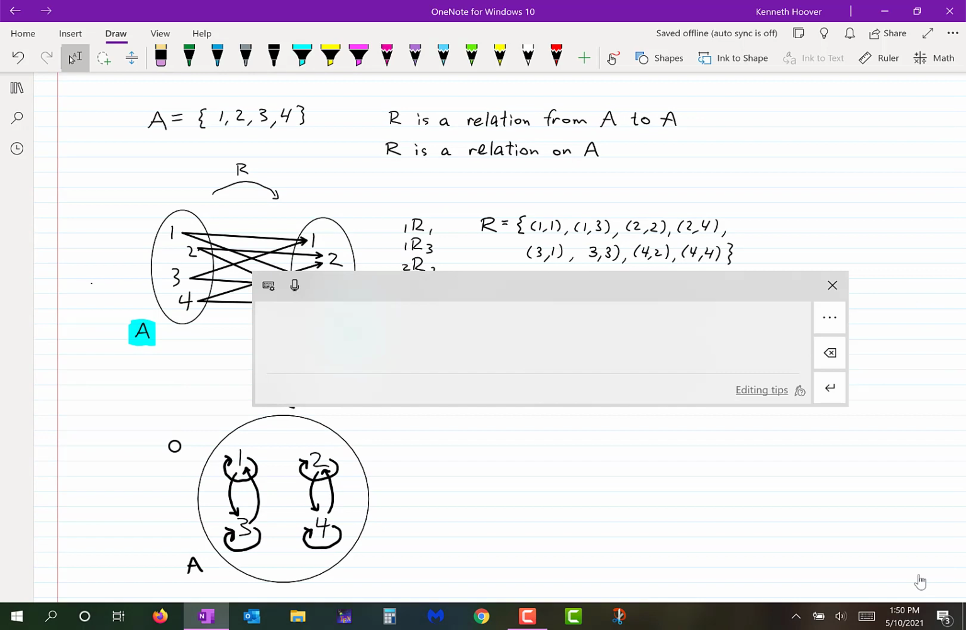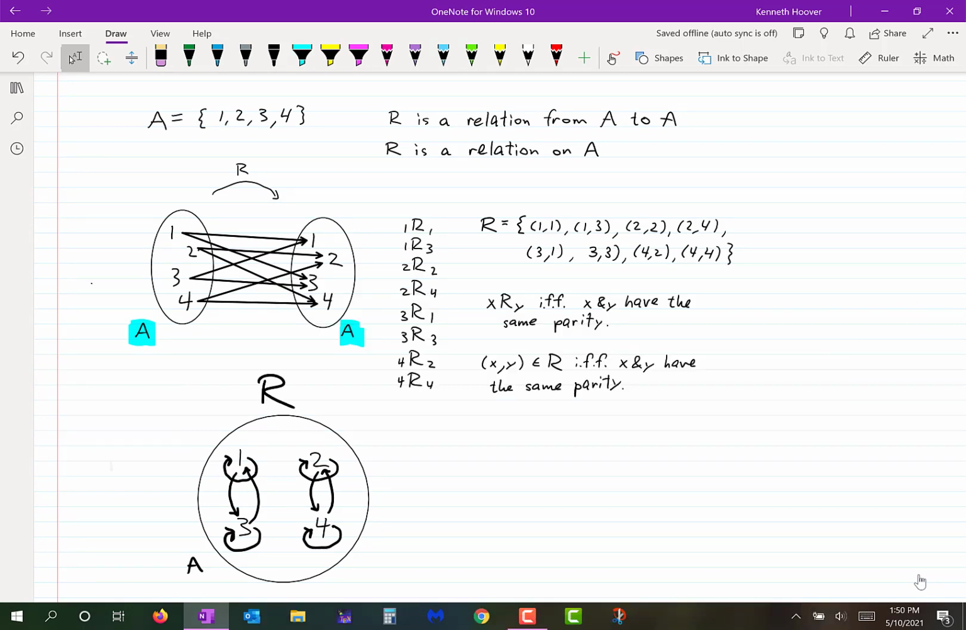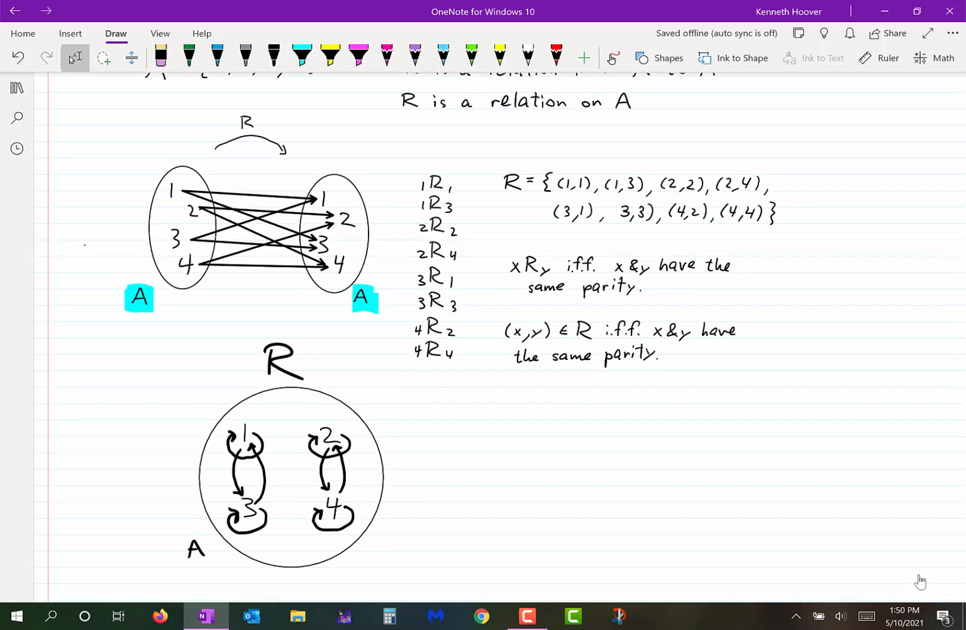Is this relation, the relation of having the same parity, an equivalence relation? Then the answer is yes, because we checked it and we saw it's reflexive, it is symmetric, and even though we didn't check transitivity thoroughly, I think by looking at it for a few minutes, you will see that it is in fact transitive. So having the same parity is what's called an equivalence relation.